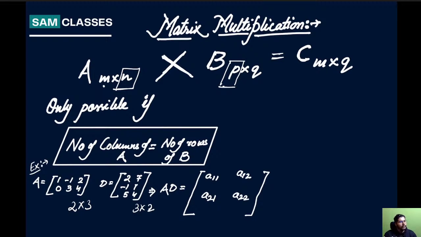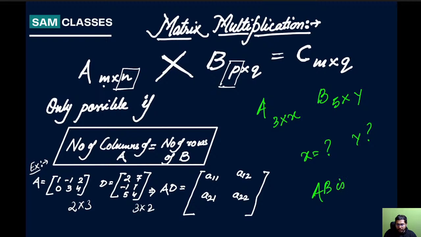And the resultant will be what? This part left and this part left, that is the resultant. Clear? So let's say I'm giving you a very simple question. A is 3 cross X and B is 5 cross Y. Find the value of X and Y if AB is multiplicable.